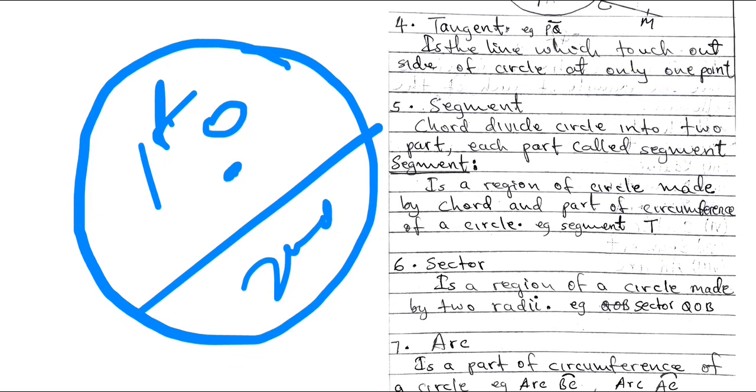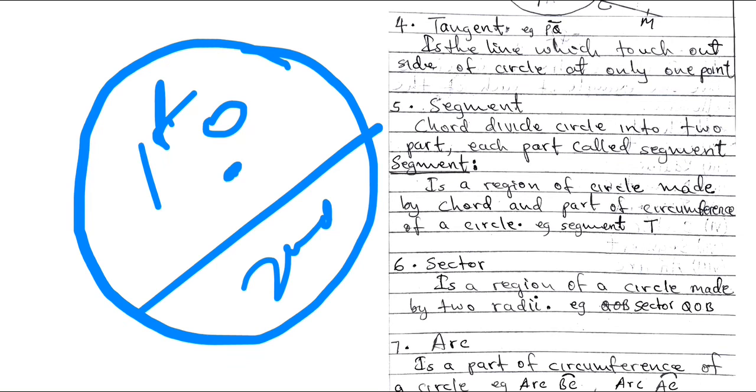Okay, so that is the concept of a chord. A chord always divides the circle into two segments, and a segment is a region found on a circle made up by the chord and the part of the circumference. Sometimes this part of the circumference is what we call an arc. We shall discuss it later. We shall check it. Okay, let us go on.